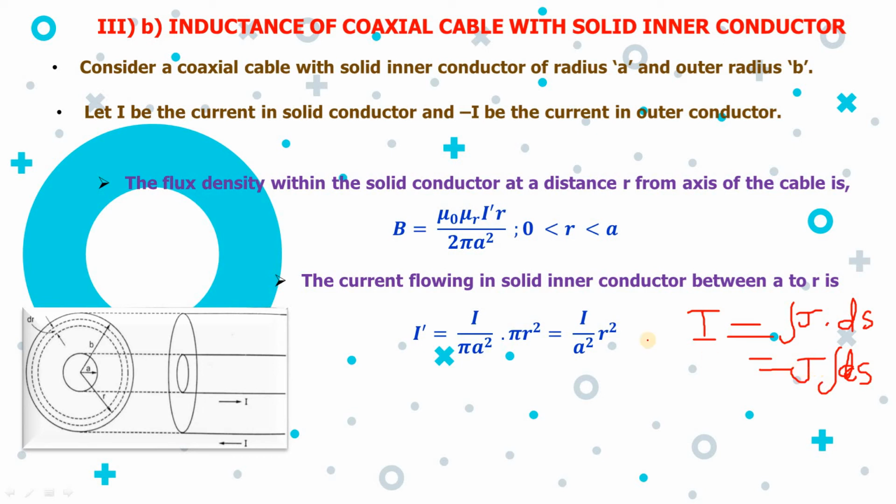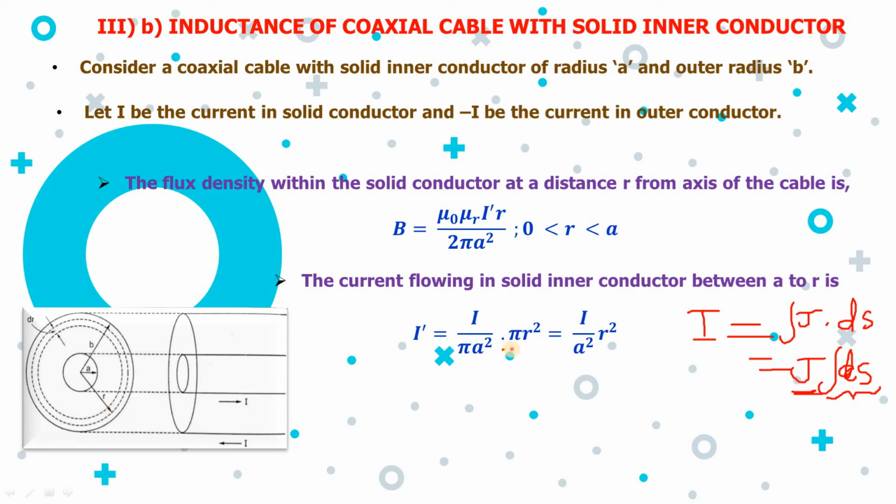Actually, I is equal to the integration of J dot dS, so J into the integration of dS. So what is this J? This J is nothing but the current density of the conductor, and the integration of dS is nothing but the area of the Amperian path. Here, what is the area? The radius of the Amperian path gives pi r square only, no?